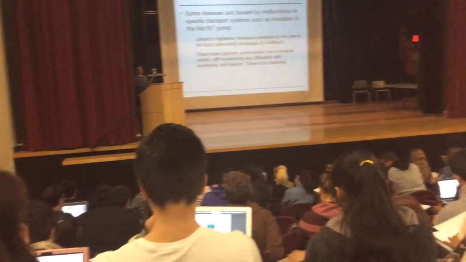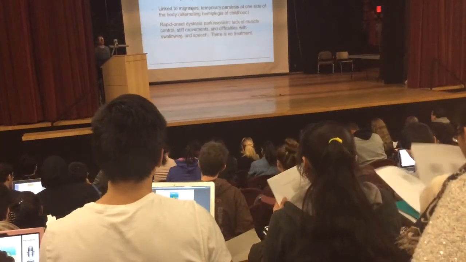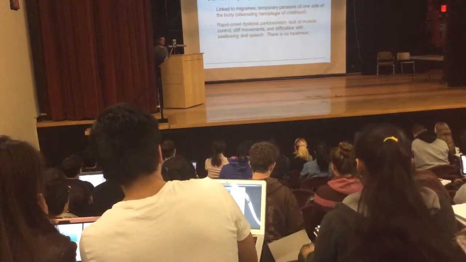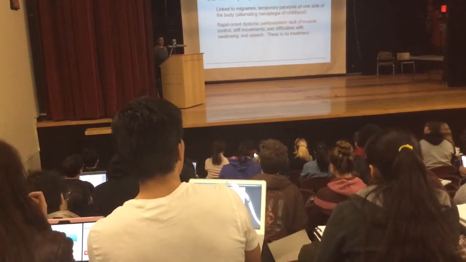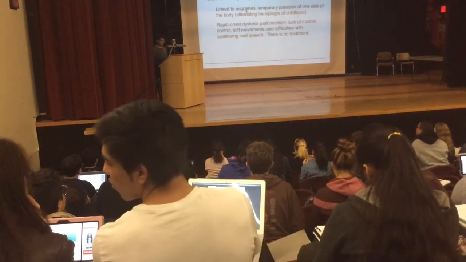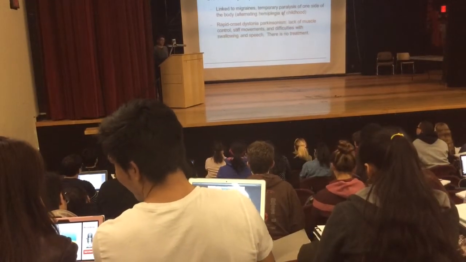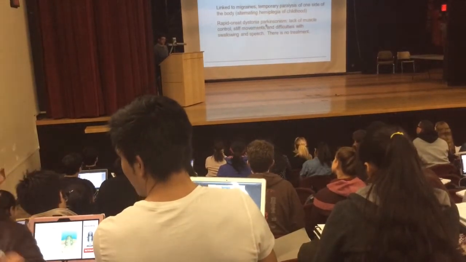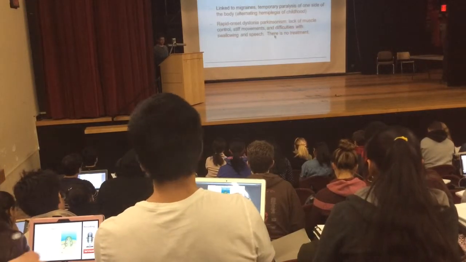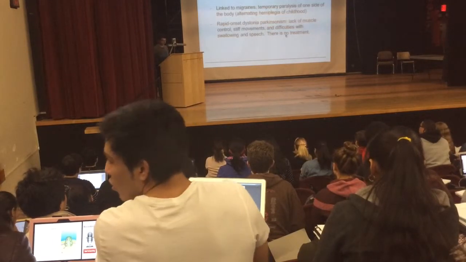Of course, mutations in the sodium-potassium complex could be linked to some human diseases as well. So, again, if you remember that your neurons are dependent on these different concentrations of potassium and sodium across the membrane, if the pump is not working properly, that could lead to neurological problems. Migraines, one example. Paralysis on one side of the body called hemiplegia of childhood, for example, is linked to this. Dystonia of Parkinsonism, which is lack of muscle control, stiff movement, difficulties in swallowing and speech. I hope none of you ever come into contact with this potential problem because there's no treatment at this point.